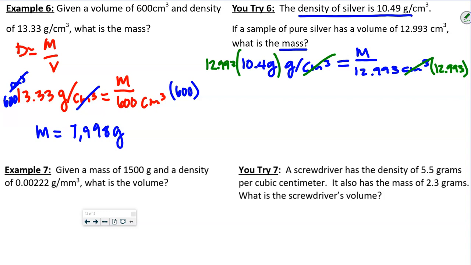So we multiply that times our 10.49. Whoops, that should have been 12.49. Sorry, y'all. Okay, so when we do that, we get 136.297, and this is grams. Okay, that's equal to our mass.